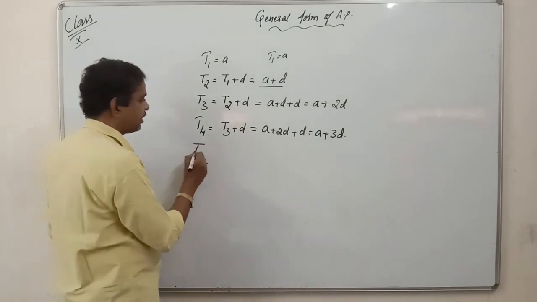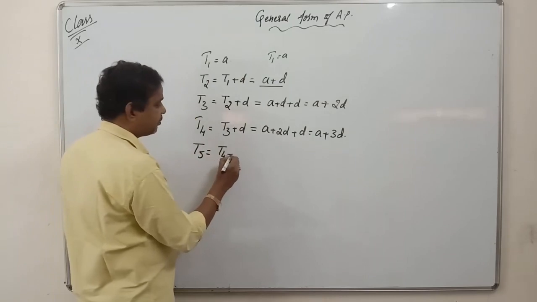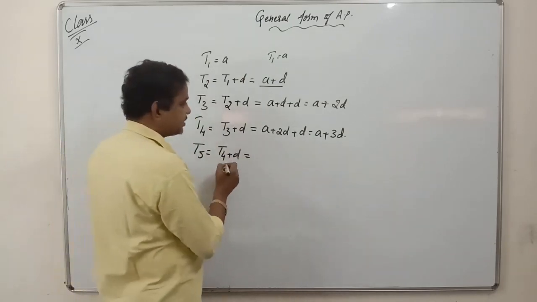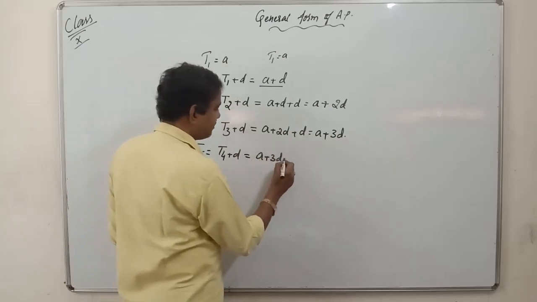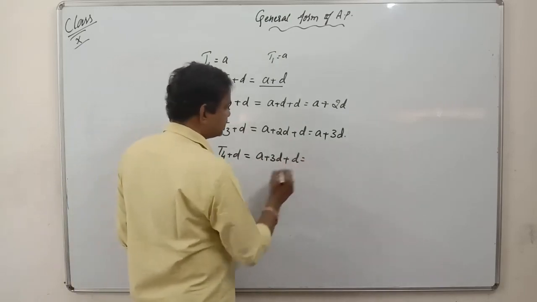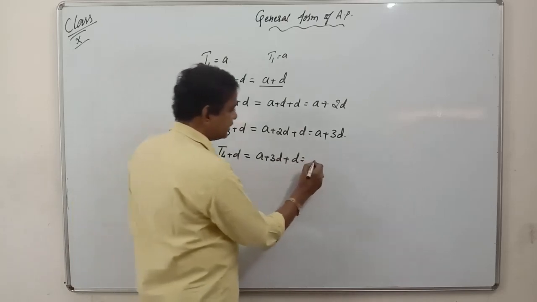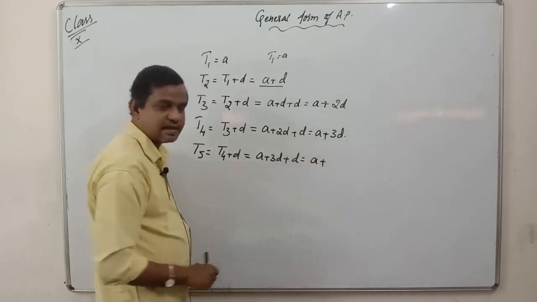If you want, you can write T5 also. T5 is T4 plus d. What is T4? A plus 3d, plus d here. A as it is, plus what is 3d plus d? 3d plus d is 4d.